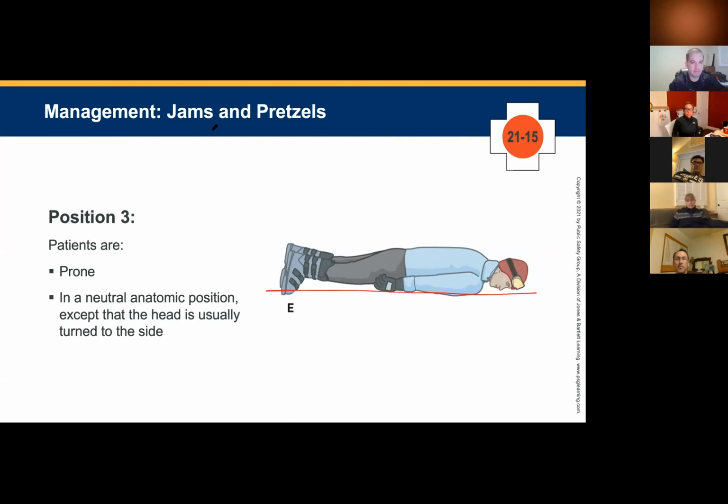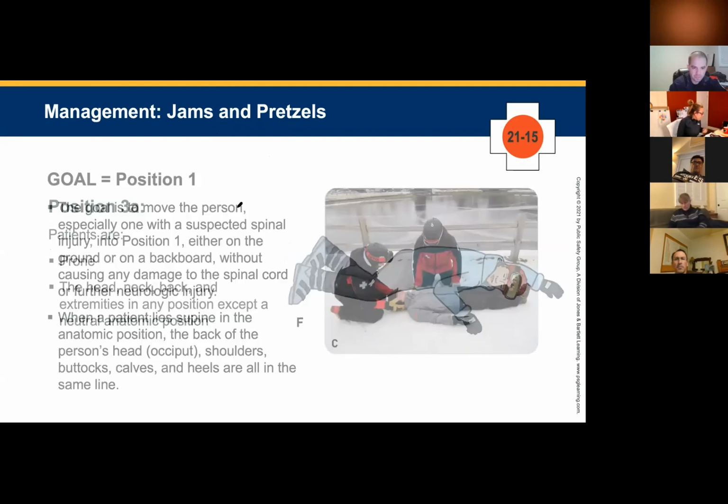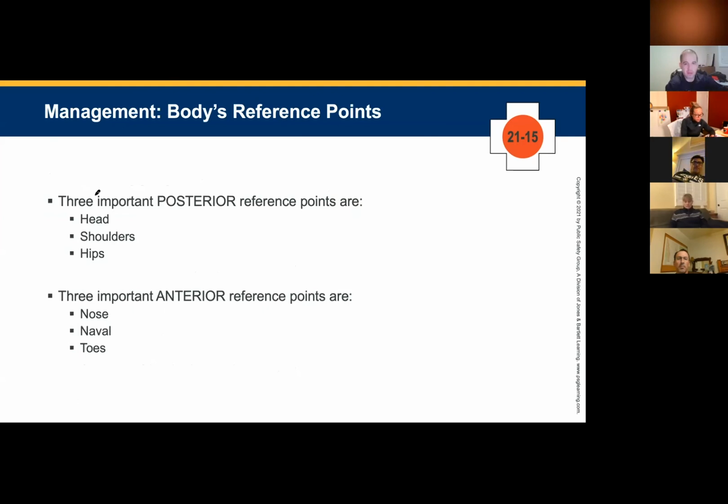All right, and then moving forward. All right, 3A, they're once again prone and in all sorts of different positions. So our goal is to get them into position 1. So we want them on their back with their eyes forward so that we can roll them onto a backboard if needed. When we talk about the back, or the posterior, so posterior, this is the back. And then the anterior is the front.